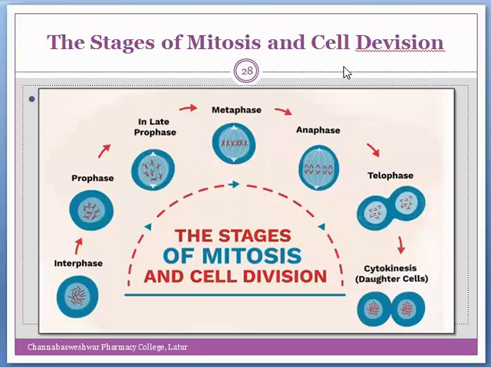So today we have to discuss the cell cycle and cell division. The cell cycle is divided mainly into two phases, interphase and M phase. Interphase is nothing but the growing phase. M phase is the mitotic phase. Interphase subdivides into three phases: G1 phase, S phase, and G2 phase. M phase divides into karyokinesis and cytokinesis, that is prophase, metaphase, anaphase, and telophase. During that, the cell divides into two daughter cells. So this is about the stages of mitosis and cell division.